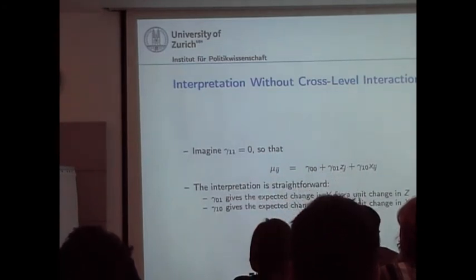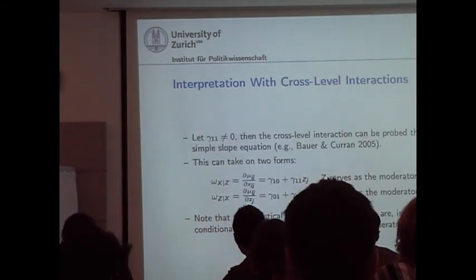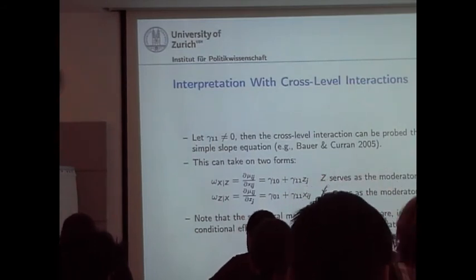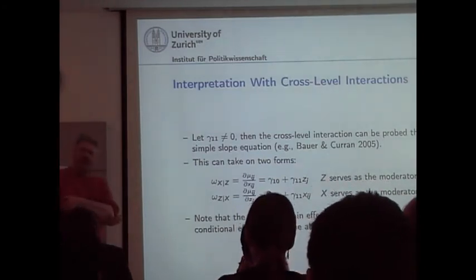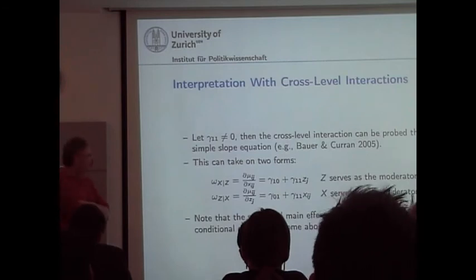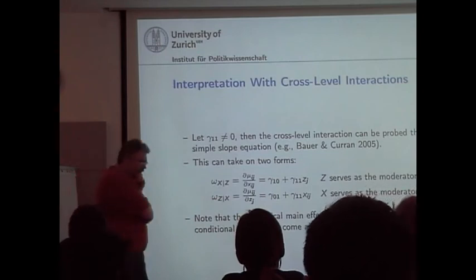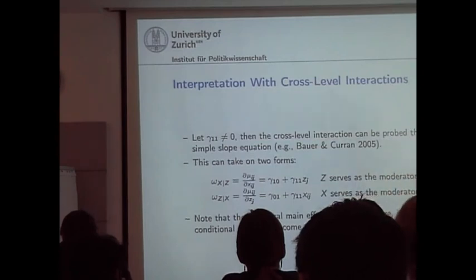So just like you would interpret any other regression model. But with cross-level interactions, it gets a little bit more complicated. Although if you've ever done interactions in a normal regression setup, you will recognize that this is essentially the same thing. So what we have is a method of interpretation that is based on something known as the simple slope equation.